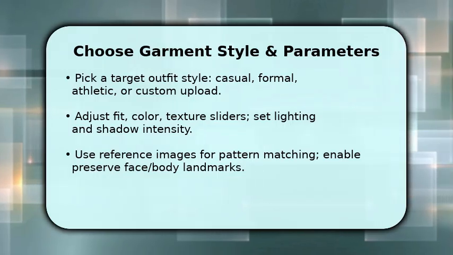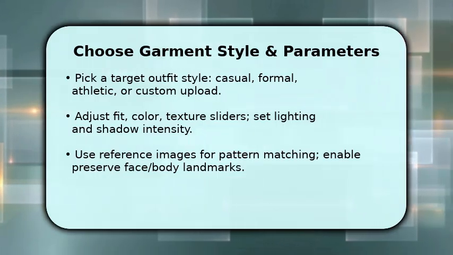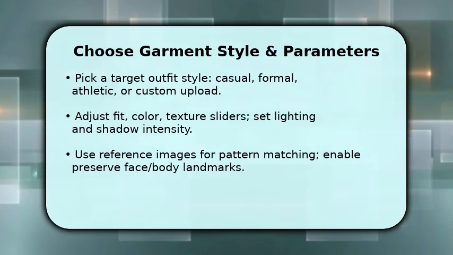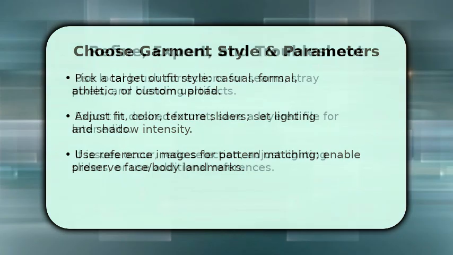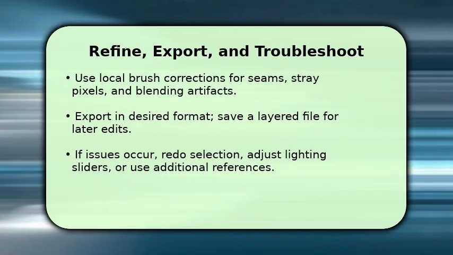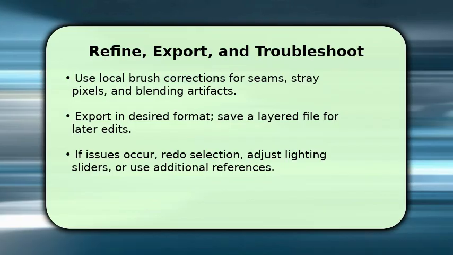As you tweak texture and shadow intensity, preview several frames to confirm seams and folds align naturally with movement. You finish by refining seams and edges with local brush corrections, smoothing transitions where fabric meets skin, and checking shadows and highlights for realism. Once satisfied, export the image in your chosen format and save a layered or project file so you can revisit edits.